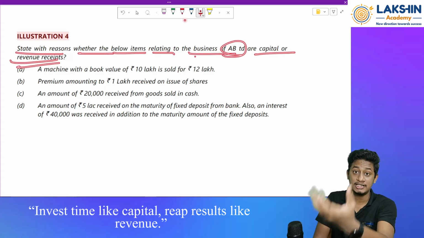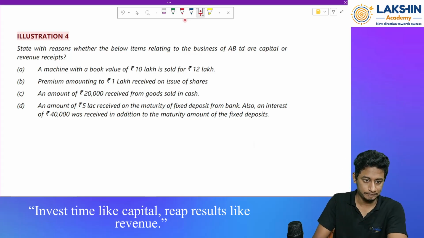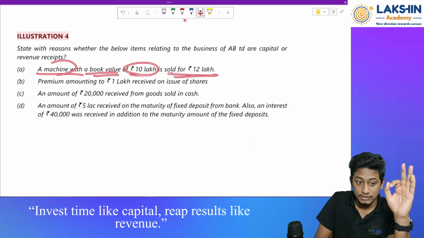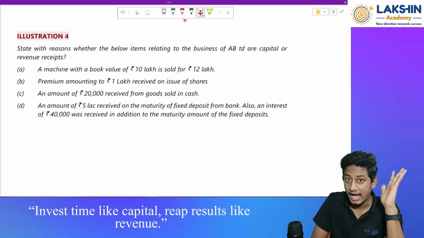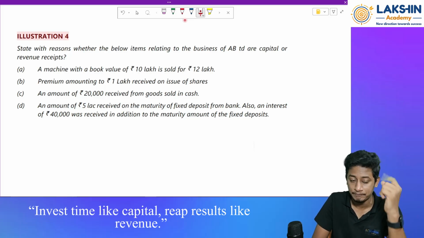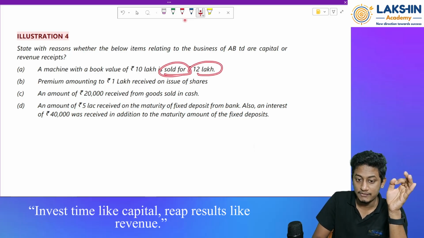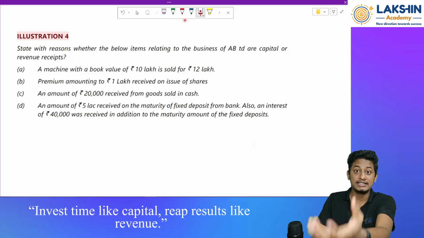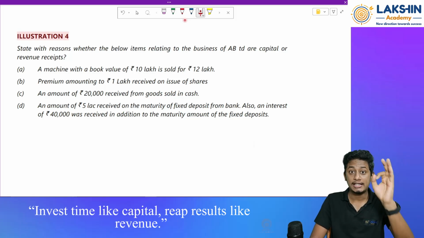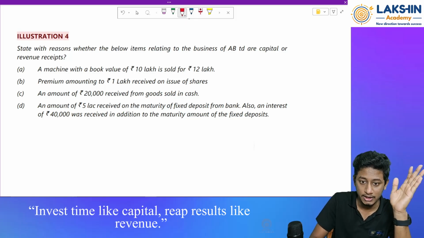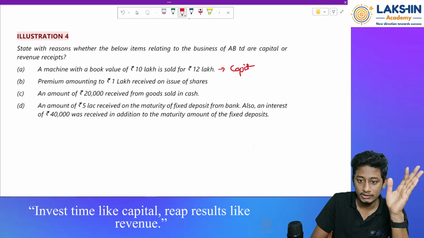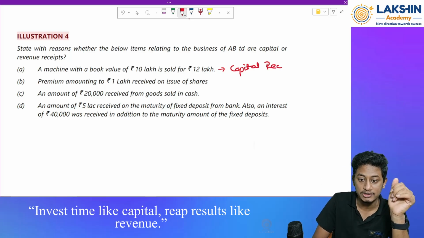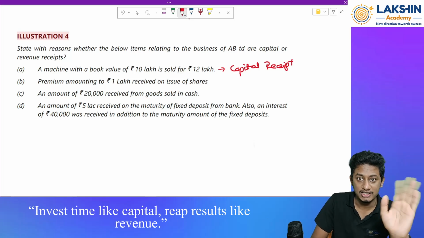Okay. Now this time they are talking about receipts. A machine with a book value of rupees 10 lakhs is sold for rupees 12 lakhs. So what is the machine? Machine is a capital item taken to the balance sheet. Now you have sold this machinery for rupees 12 lakhs and received the money, so this will be a capital receipt. On the sale of a capital item, you will always receive a capital receipt only. Remember, it's clear, because you are not selling the machinery on a long-term basis.